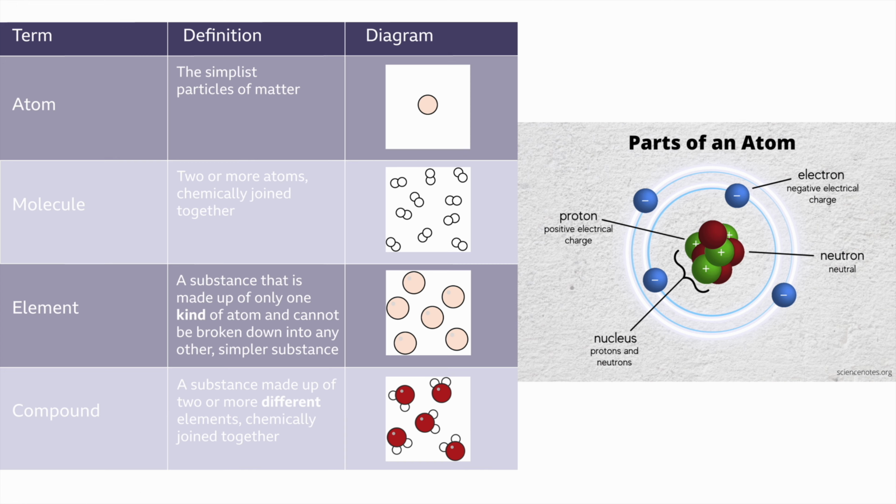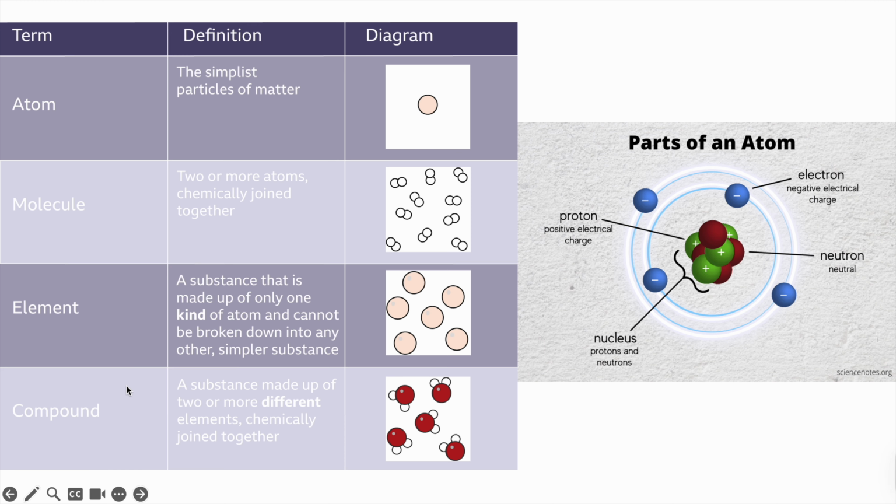Now let's look at an element. An element is a substance made up of only one kind of atom. It cannot be broken down into any other simpler substance. If you can imagine a pure bar of gold sitting right in front of you, if you were to break it down and look at it under a microscope, you're going to see millions of atoms, but it's going to be millions of the same type of atom, which is gold. So you're going to see millions of small, tiny gold atoms that make up that big block of gold. So that is an element. In that case, the element is gold. Your elements are also going to be present on your periodic table.